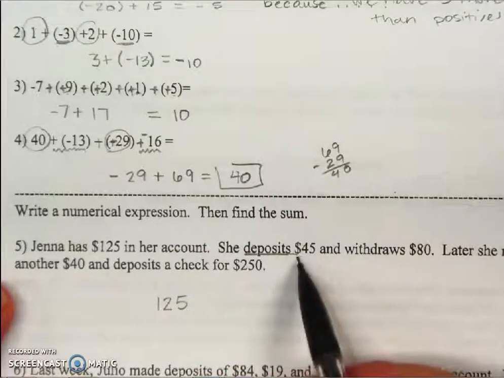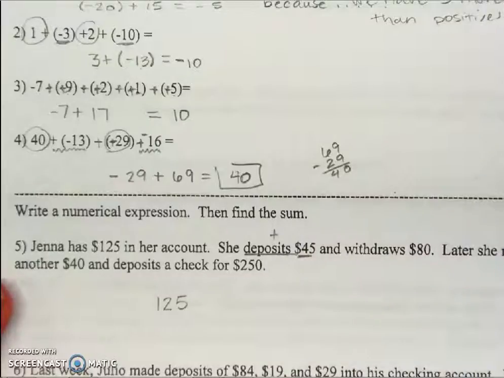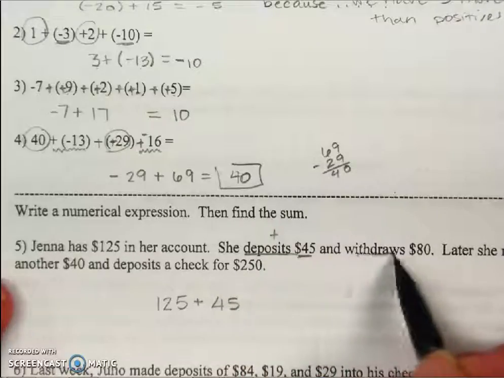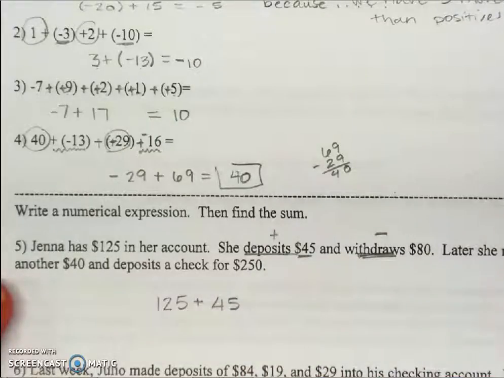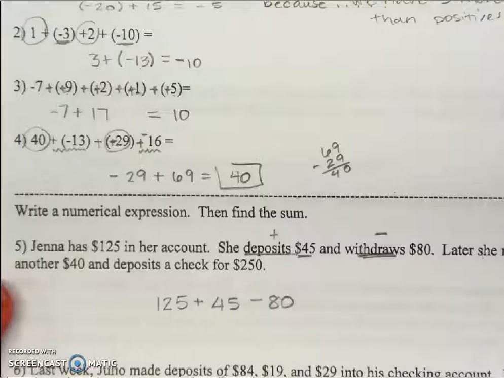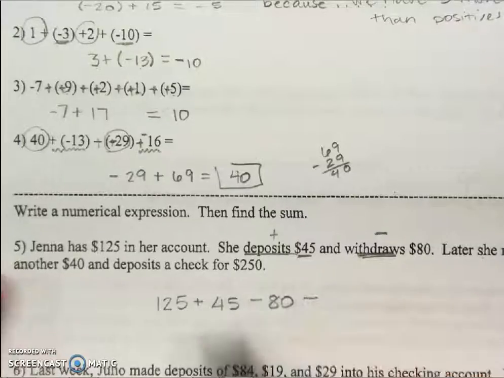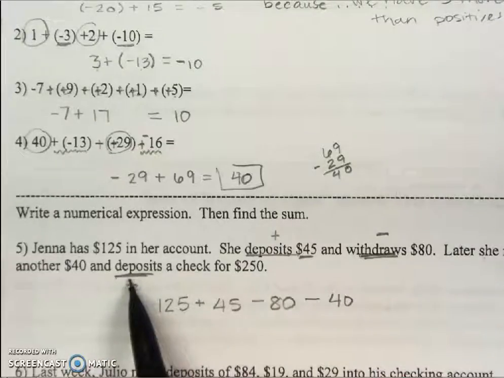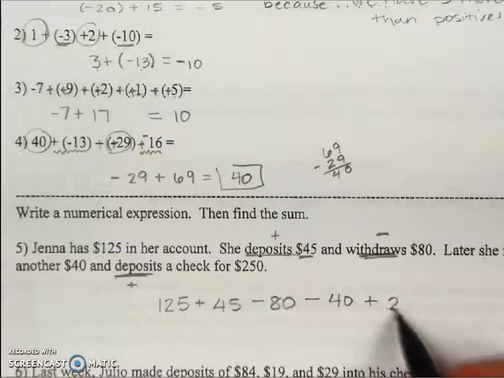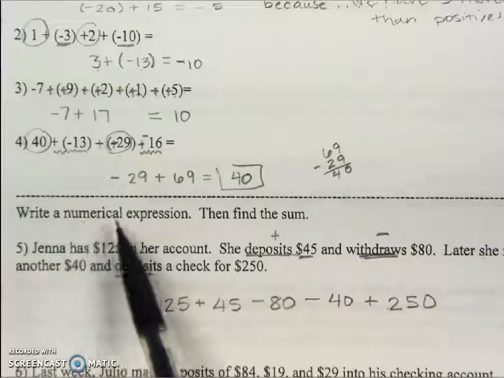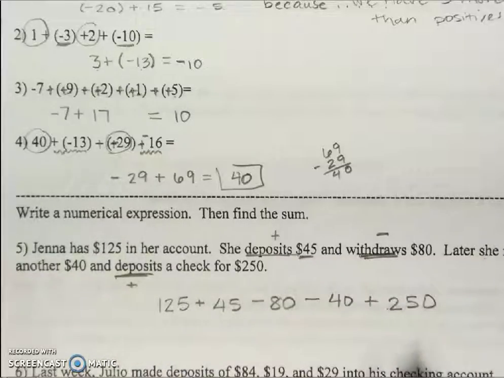She deposits $45. Deposits means she's adding in there. So I'm going to write plus 45. And withdraws, withdrawing money means taking it out. So that means a minus 80. Later she returns to withdraw, so take away another $40. And deposits, that's a positive one, deposits a check for $250. All right, so that's how we would write out a whole number sentence, a numerical expression, because notice it says write a numerical expression. That's our numerical expression, and now we solve.